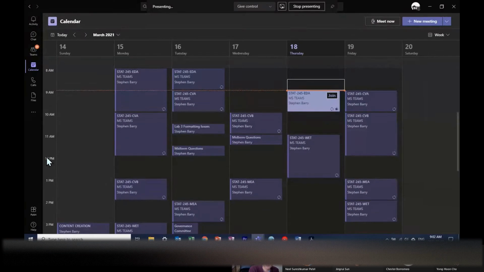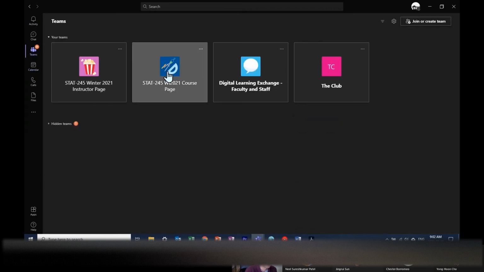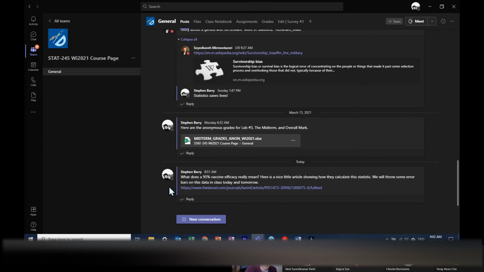So the most obvious use of statistics in terms of percentages in the news these days is obviously things like vaccine efficacy rates, right? That's how they're reporting how effective vaccines are, is they're using percentages. And I posted an article here recently, just a few minutes ago, that talks about how they calculate this.